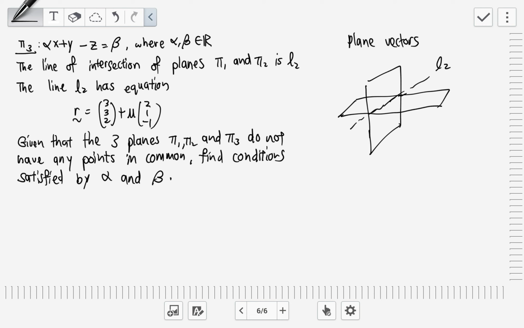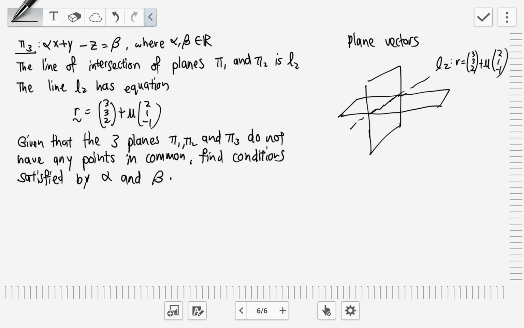L2 has this equation here, r = (3, 3, 2) + mu (2, 1, -1). This means that (2, 1, -1) is the direction vector of this line of intersection. Given that the three planes do not have any point in common, find conditions satisfied by alpha and beta. That the three planes have no point in common means that they neither intersect at a point nor intersect on a line.